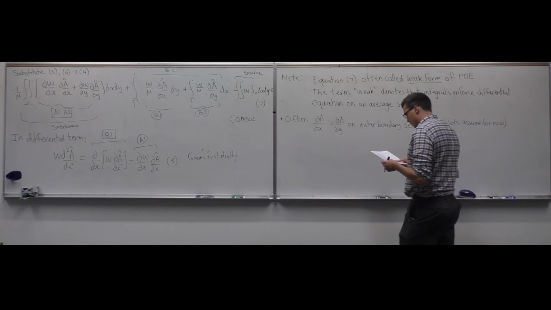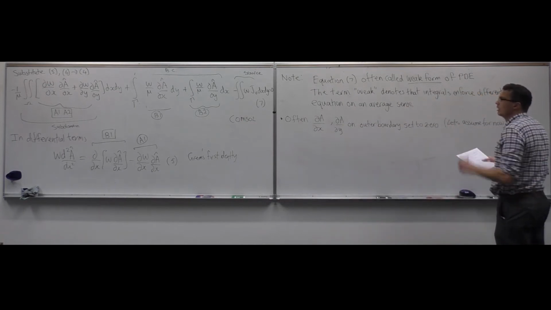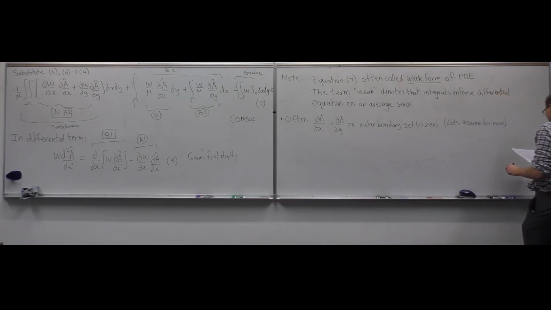Okay, and so if the derivatives normal to the boundary are 0, then that's called the natural boundary condition. I think I talked about that before briefly.